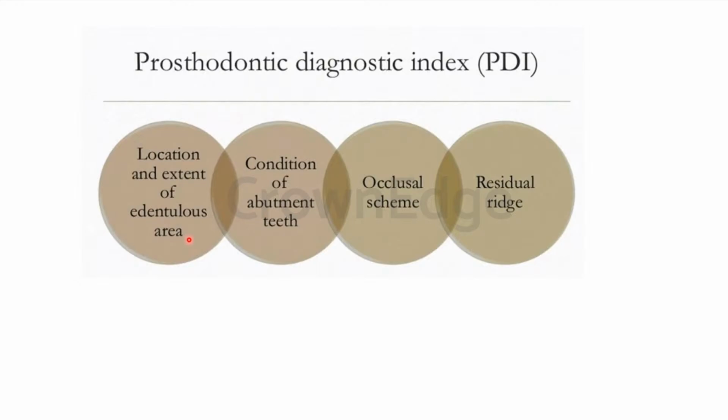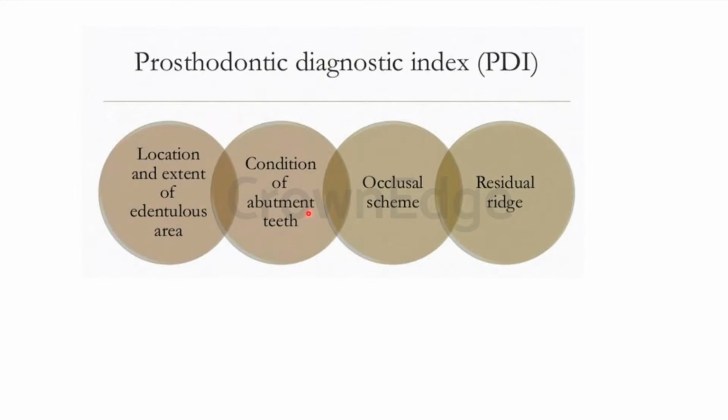Is it in the anterior? Or are there more than one edentulous areas? All that you have to come to know. So this is the location where it is present, and the extent. How long is it? Is a single tooth missing? Is it two or three, or is it a complete distal extension? All that you have to know. All right, so this is your first criteria.